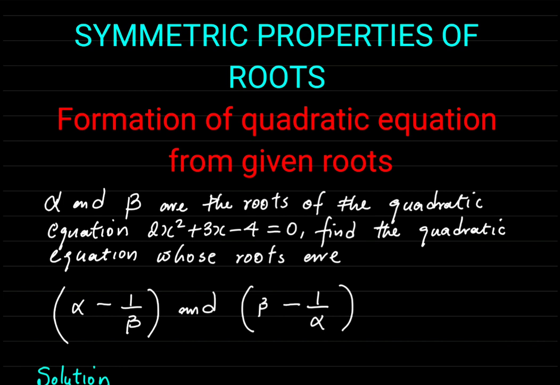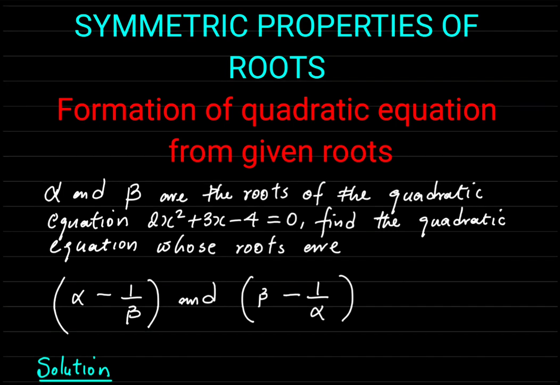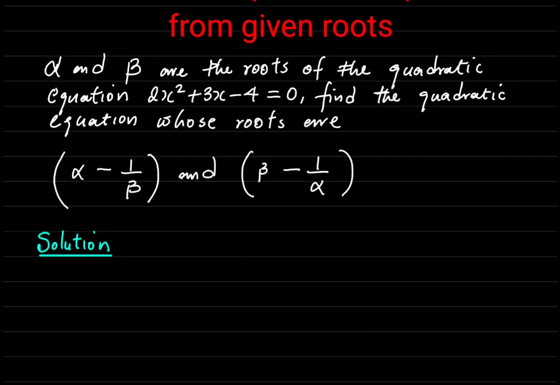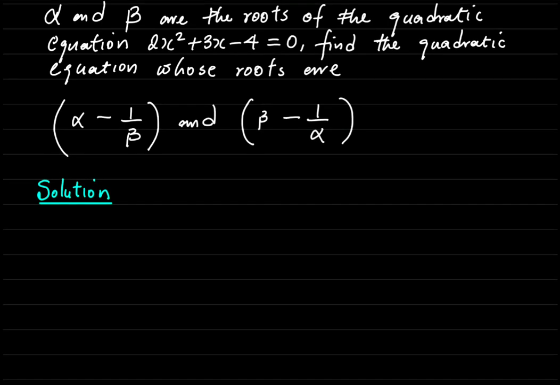We have a question: alpha and beta are the roots of the quadratic equation 2x squared plus 3x minus 4 equals 0. Find the quadratic equation whose roots are alpha minus 1 over beta and beta minus 1 over alpha. Now, solution. What you need to do first is to have your equation. The equation is 2x squared plus 3x minus 4 equals 0.